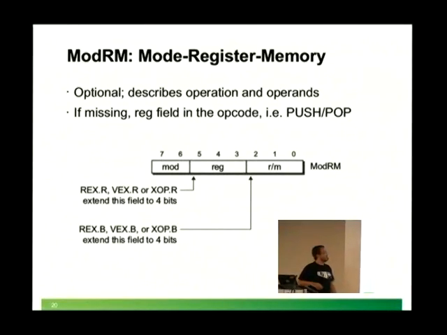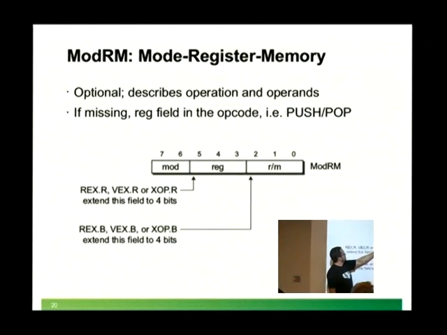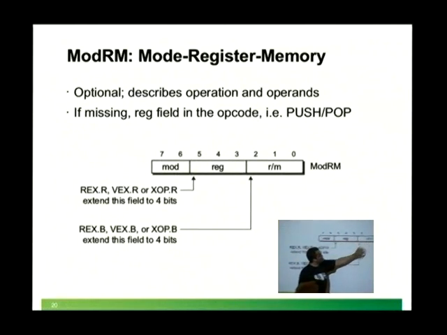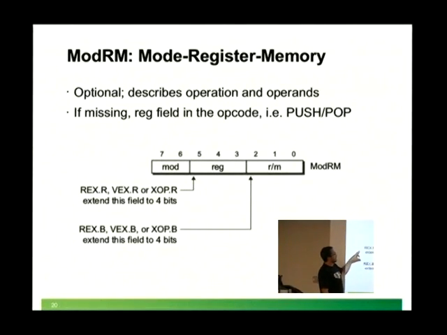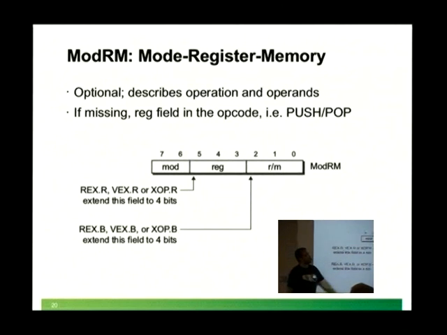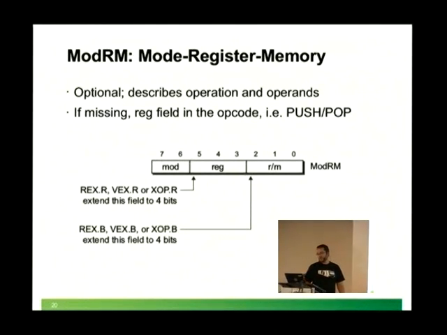Right. ModRM, so 2 bits for mod, 3 bits for reg, and another 3 bits for RM. And REX, like the AMD64 extension, adds 1 bit to reg and to RM. Why is that? Because with 3 bits, you can specify 8 registers, and if you want to specify 16 registers, you need another bit, and this is how they do it. This is why you need the REX prefix for the additional registers.